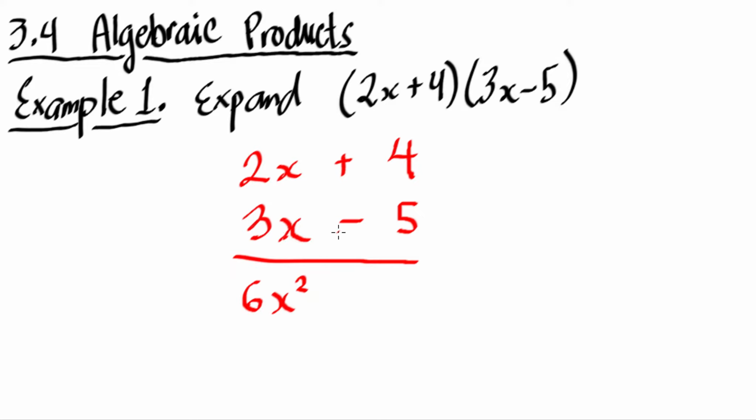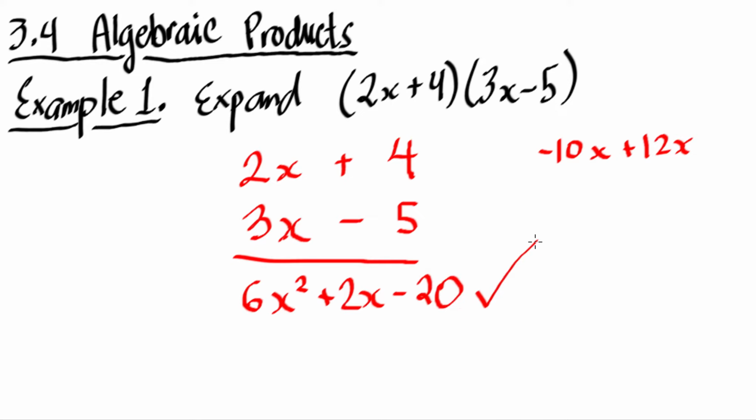Next, we're going to do the crosswise method. We're going to multiply 2x times minus 5 plus 4 times 3x. So 2x times minus 5 is going to give us negative 10x. And then 4 times 3x is going to give us 12x, so that's plus 12x. So combine them, what we're going to have is positive 2x for the middle term. And then 4 times negative 5 is going to give us negative 20, which gives us our answer in this example number 1.